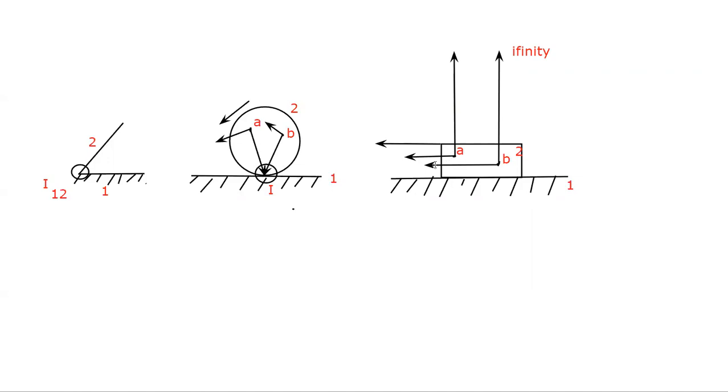Suppose my slider is moving in the downward direction, then the velocity will be in the downward direction, so I have to draw my perpendiculars in the horizontal direction. Similarly, if I tilt this whole configuration, these two lines will not meet, so it is again infinity.